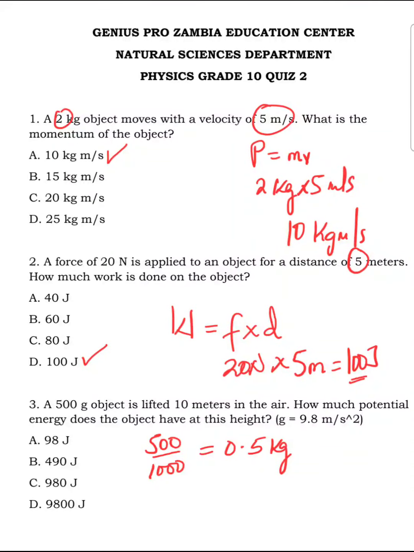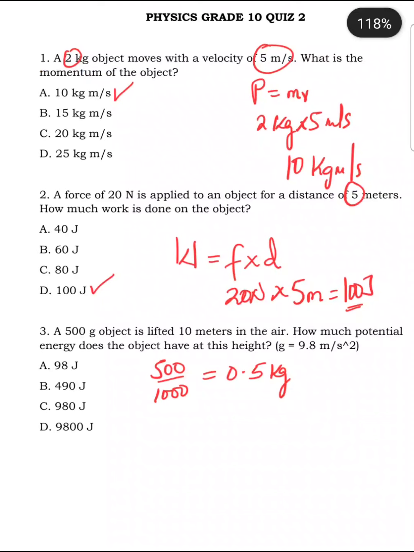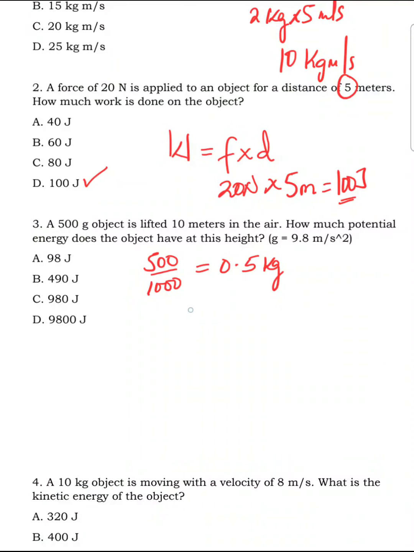And how do we find potential energy? Potential energy is given by mass, gravity multiplied by height, and the mass now is 0.5, the height is 10, and gravity is 9.8. So we're just multiplying those. So 0.5 multiplied by 10 multiplied by 9.8, and I'm getting 49.